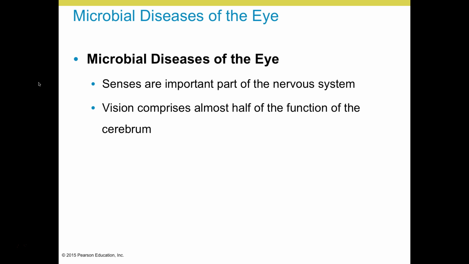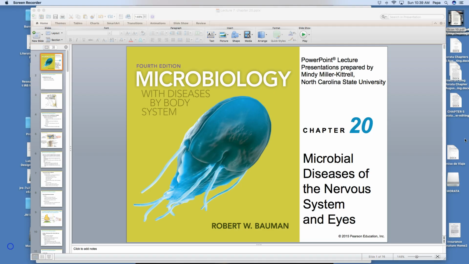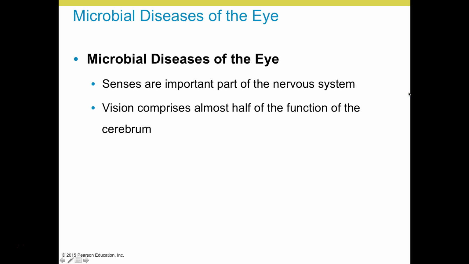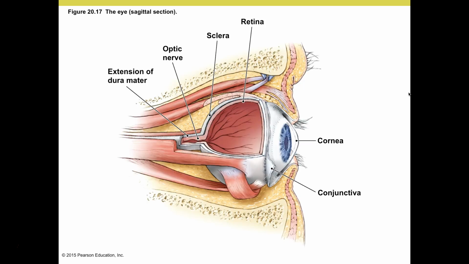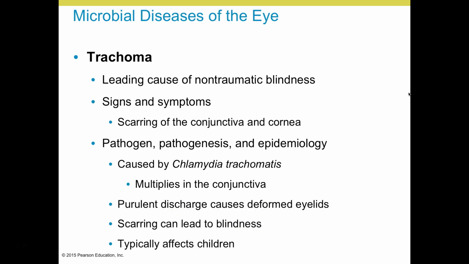Now we're going to go into microbial diseases of the eye. Well, we know that the eye is one of the senses that are important for the nervous system. It is, of course, half of the function of the cerebrum. This is the eye and the components of the eye. Let's go into the diseases.